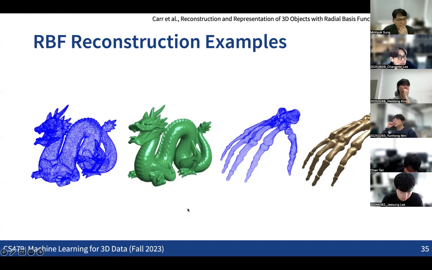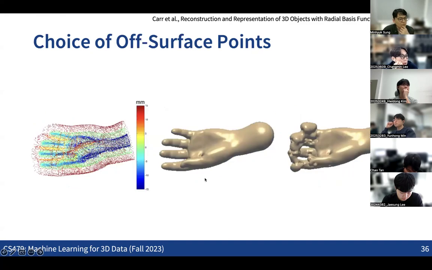Make sense? Yeah. And also, it is very important to choose the offset distance. If the offset distance is too small or too big, we are going to get bad outputs like this. So this is a downside of this idea, in that we still have parameters to tune to get the best output in the final reconstruction.